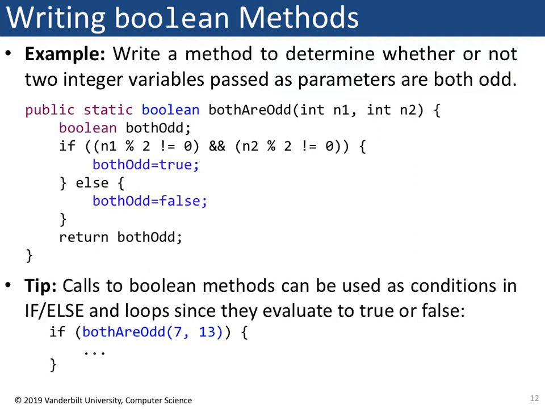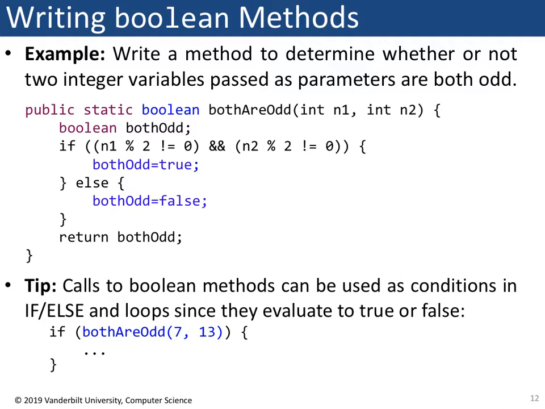So remember, if n1 mod 2 is equal to 0, that would mean that n1 is even. So if it is not equal to 0, that would mean that it is odd. So if n1 mod 2 is not equal to 0 and n2 mod 2 is not equal to 0, then both are odd. However, if this statement is false for any reason, then both are not odd. Then we will return the value which is stored in the variable both odd. So as a tip, you don't have to capture the Boolean value which is returned by a Boolean method.